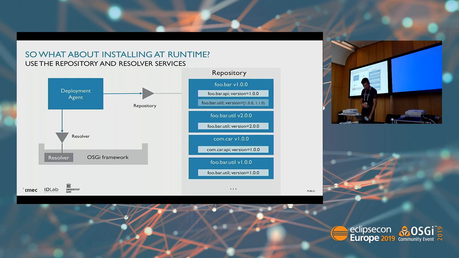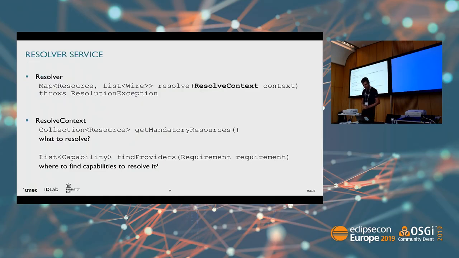So how does this resolver service look? Basically, there's only one method that does the heavy lifting, which is, strangely enough, the resolve method. And this thing has one argument, which is the resolve context. So what's inside the resolve context? Well, a bunch of methods, but only two of them are really important. The first one is get mandatory resources. So here you specify basically what are the resources you want to resolve. For example, you want foo.bar version 1.0. This is the resource I want to resolve.